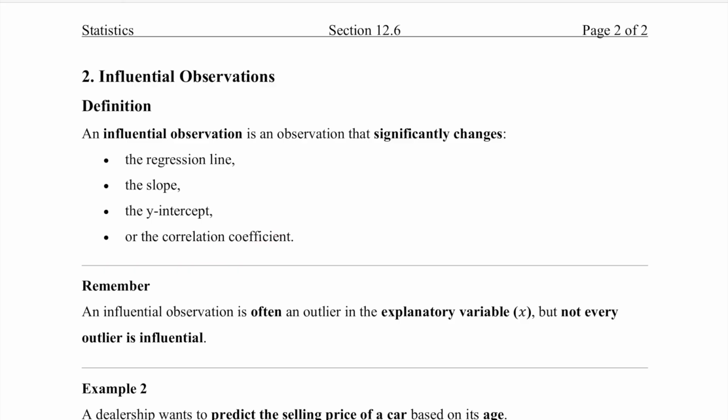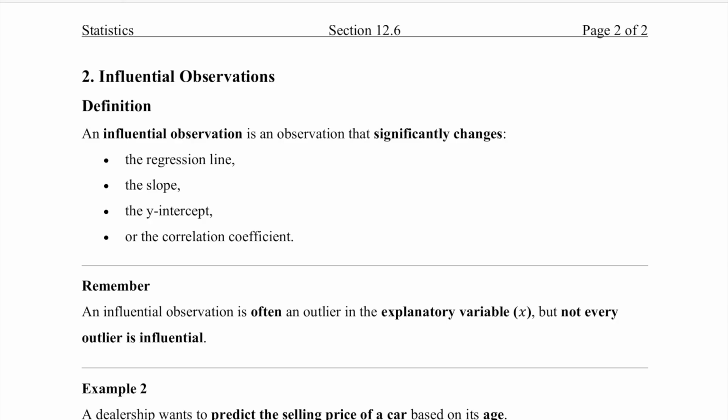An outlier is a point that is far from the regression line. An influential observation is a point that causes the regression line to change when it is removed. Notice that these are different ideas. A point can be an outlier without being influential, and not every outlier is influential.